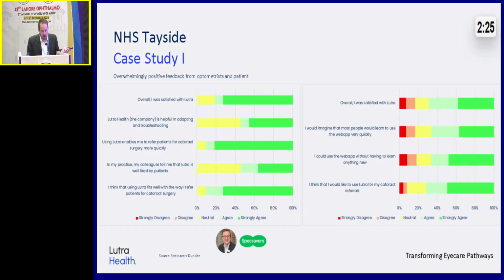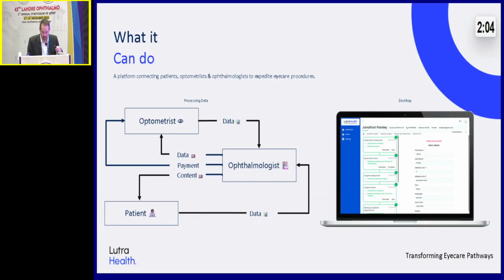This is some satisfaction questionnaires that we've done with optometrists on the left. And this is Jamie Buchan, one of our optometrists who's been using it. It's overwhelmingly positive. This wasn't done by us. This was done by a third party. And the patients, for the most part, they like it as well, with a few not liking it, a couple, but that's to be expected.